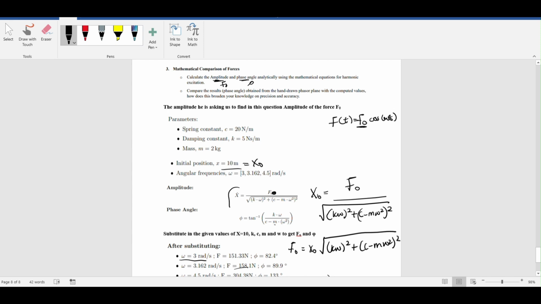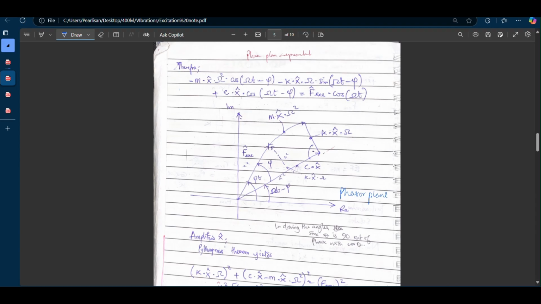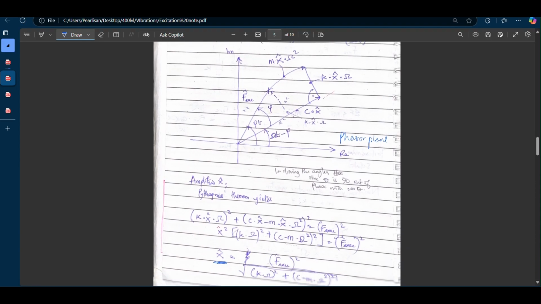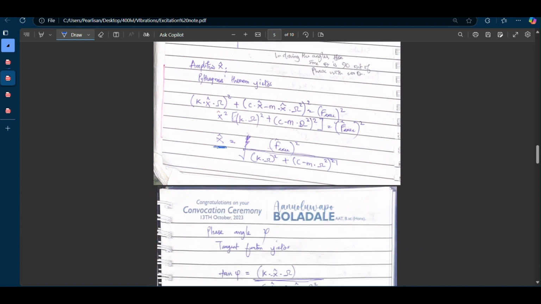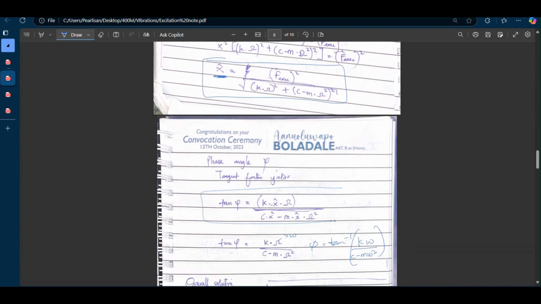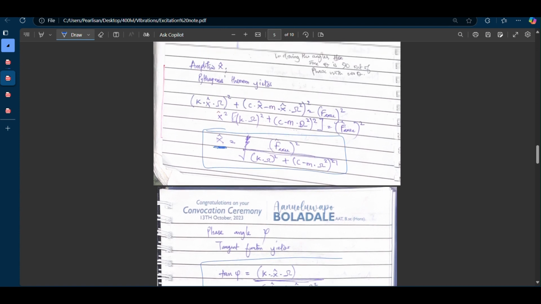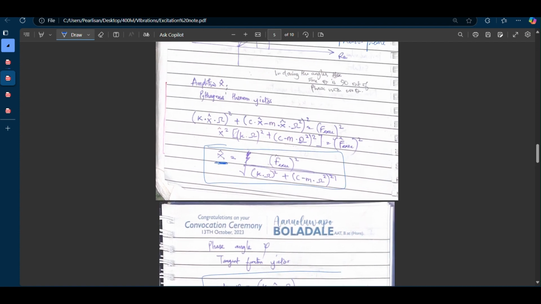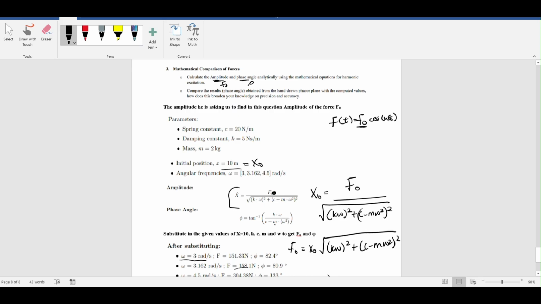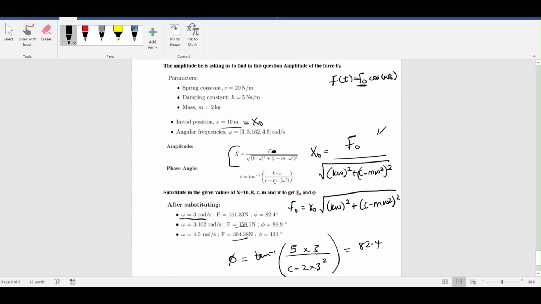Now this formula for amplitude is gotten from a derivation in his work. In his excitation notes, when you go down the line, bring out some triangles and everything, you're going to get this formula here, and also the formula for phi. You can look at his notebook to see how he got it. But basically we're going to use the formula for the amplitude. What we're trying to find is f naught, not x naught, so we make f naught the subject of the formula. This is what we get.